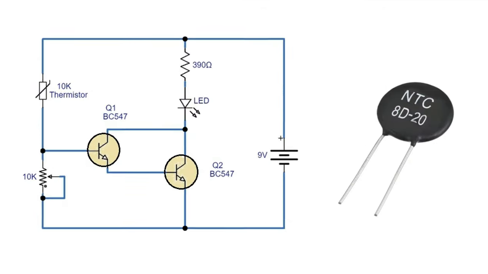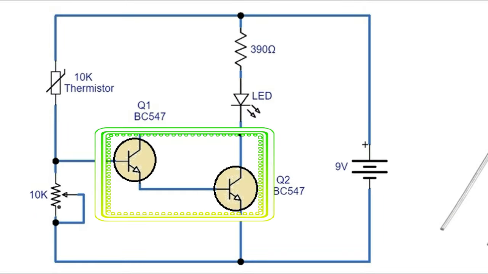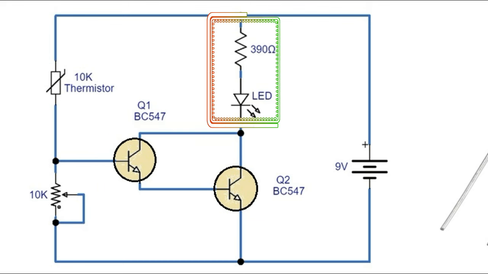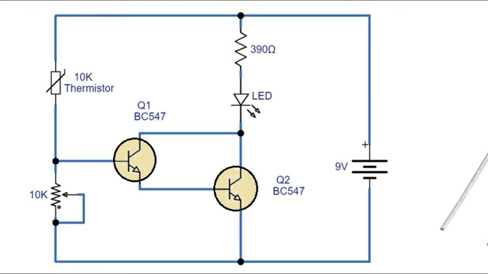This circuit is very sensitive to heat since we connected two transistors as a Darlington pair. Other than that, we have used an LED along with a current limiting resistor, a variable resistor, and a thermistor. Thermistors are used to limit the passage of current through them according to the temperature.